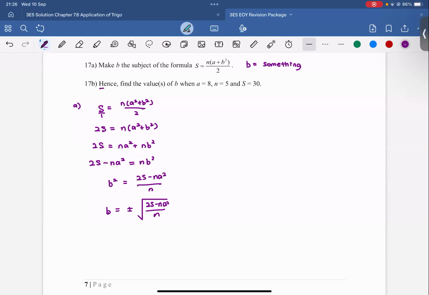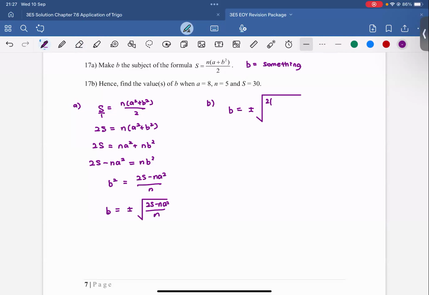Okay, hence means use the previous part. That means you have to use this. If the question never use hence, I actually recommend you all to put back into here. Why? Because in case your part A is wrong, your part B won't be wrong. But now they say hence, no choice. You have to put it into your part A answer. You may get error carry forward marks if your part A mistake is very genuine. Okay, so just put in.